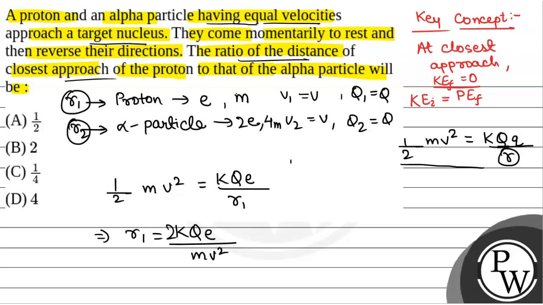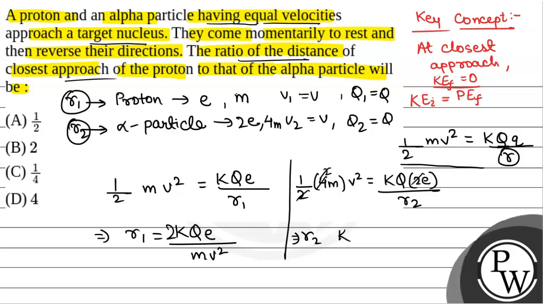This is r1. Similarly, for alpha particle, we will have half into 4m into v square, that is equal to kQ into 2e by r2. So from here we will have r2 is equal to kQe by mv square.